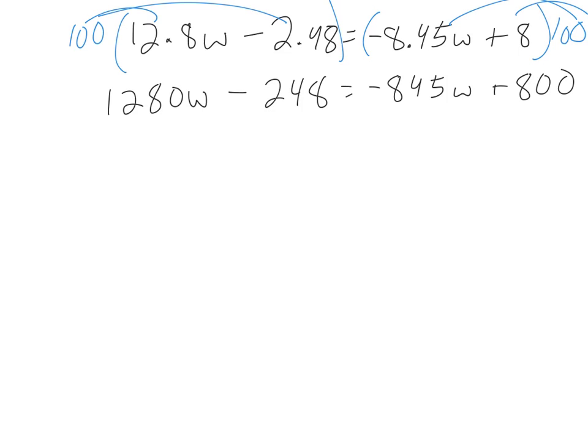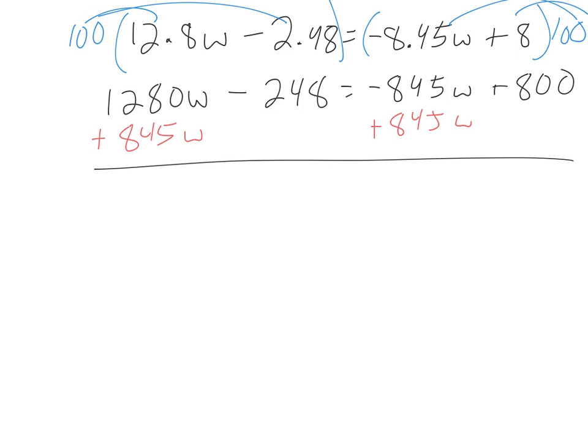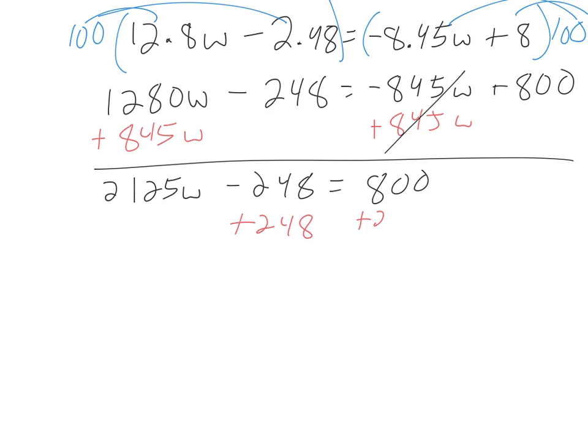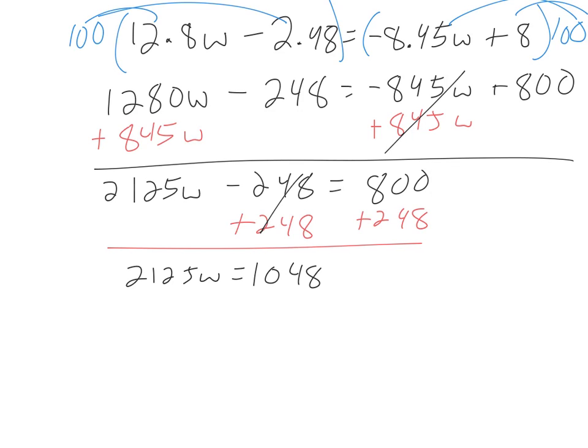Okay, now I need to start moving some stuff. So I'm going to move my W's first. So plus 845W, plus 845W. That gets me 2,125W. And the rest fills in. Then I'm going to add 248 to both sides, and I get 1048.